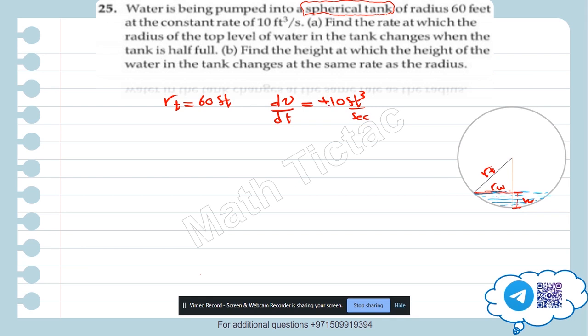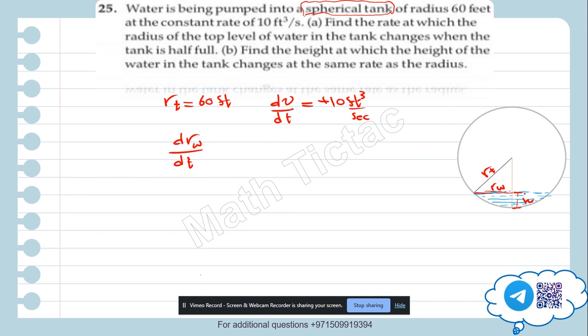Inside the tank. So what do we need to find? Find the rate at which the radius of the top level of water, which is R of water, changes. So we need to find the rate for the radius of the water, dr of water over dt, in the tank when the tank is half full.